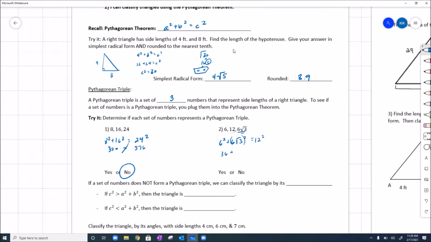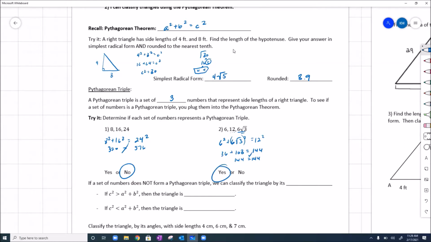So 6 squared is 36, and 6 radical 3 squared is 108, right? Yep, 108. So 36 plus 108 equals 144. There we go. So 144 equals 144. It works out. Yes, that is a Pythagorean triple.